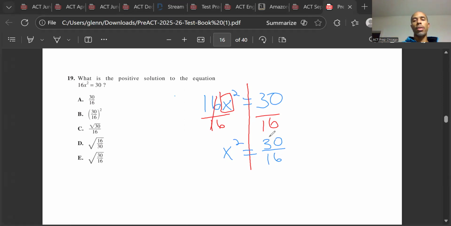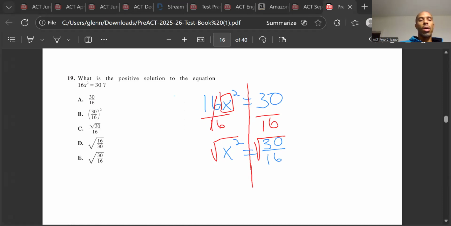If we simplify this, reduce the fraction, the number that goes into both 30 and 16 is 2, that would reduce to 15 over 8. Neither 15 nor 8 are perfect squares. 8 has a perfect square in it. However, we'd like to keep it as perfect squares since we know the next step is going to be square rooting to isolate the variable. So we're going to get x by itself. X to the second power, the opposite of square is square root. Whatever we do to one side, we do to the other.